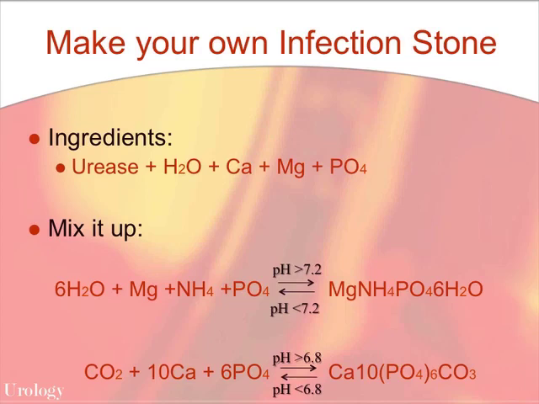What we need to know is that it's pH dependent. Going from the ions on the left to the end product on the right, if it's a basic solution and the pH is greater than 7.2 for struvite stones, we're likely to get precipitation of struvite. If the pH is less than that, it shifts the equation towards the ions. Similarly, with apatite, in the bottom equation, if the pH is greater than 6.8, you're more likely to get precipitation of the apatite compared to if the pH is more acidic.